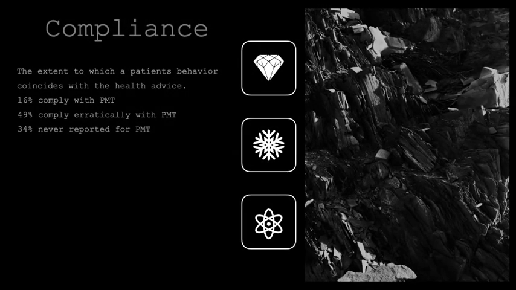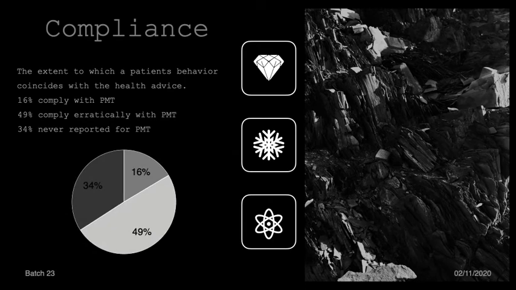So what is the compliance of a patient for supportive periodontal therapy? According to the data, only 16% of the patients will comply with supportive periodontal therapy. Only 16% of the patients will come to the clinic on time with proper maintenance. 49% of the patients will react erratically to supportive periodontal therapy. Either they will not maintain an appointment schedule, or they will not maintain the oral hygiene, or they will come whenever they want. That is, 49% of the patients will do that.